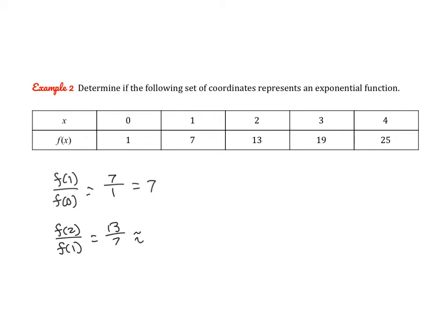It's approximately 1.9. So since the common ratios are not the same, we can tell already that no, this does not represent an exponential function. Again, because the ratio going from here to here does not match the ratio going from here to here. So as soon as you notice that they are different, we can stop because we know that it is not exponential.